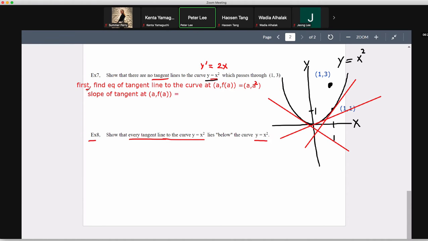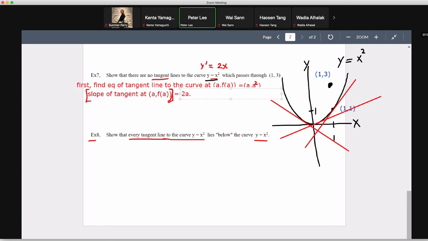So let me just put a parenthesis here: slope of the tangent line to the curve at (a, f of a). What is that equal to? Somebody tell me the answer. 2a. That's right, 2a. Note that this is 2a, not 2x. If you call this 2x, that is going to blow up the entire problem. It is very critical that you have 2a as the slope and not 2x.